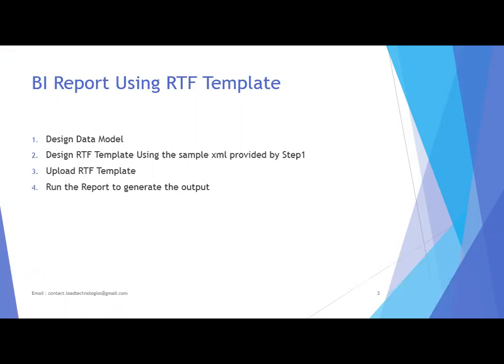So these are the steps involved in designing an RTF template. To design an RTF template, we require the data. Unless we have the data, we cannot design the template. It is not advisable to design the RTF template if you don't have the data. So first of all, we have to design the data model, and once you design the data model, we get the sample data provided by the data model, and once you download that, we design the RTF template. Once the RTF template is ready, we upload it into the instance, and then you can validate the output.